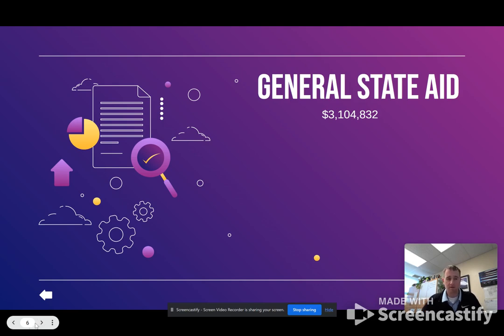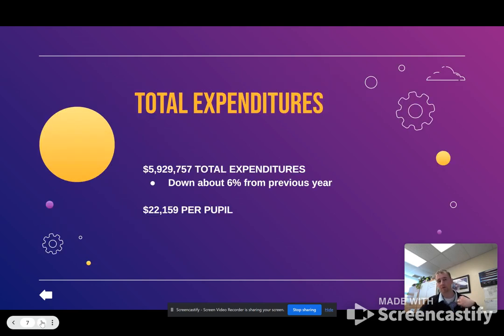and then use it for district expenditures, which are total budgeted just over $5.9 million, and that is down about 6% from the previous year. Coming off COVID, of course, like everybody else, we had some pretty high expenditures using gifts and grants for cleaning supplies, sanitation, scanners, whatever it might be, spending a lot more money. But this year we're about where we normally were prior to COVID, spending just over $22,000 per pupil.